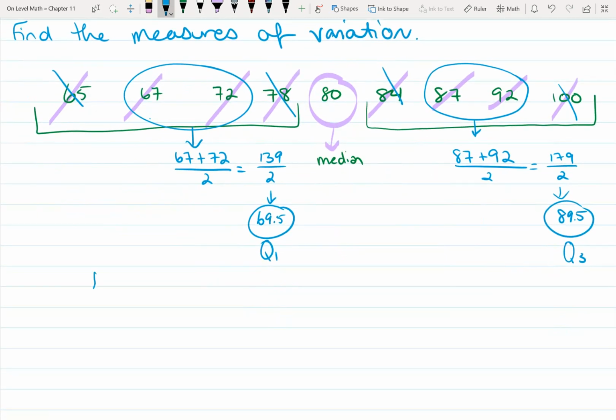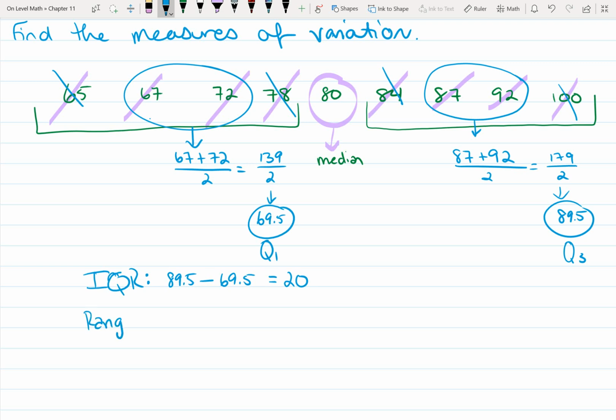Now we just need our interquartile range. And that is just our quartile 3, which is 89.5, minus our quartile 1, which is 69.5. 89.5 minus 69.5 is 20. So our interquartile range is 20. We found all of our measures of variation.